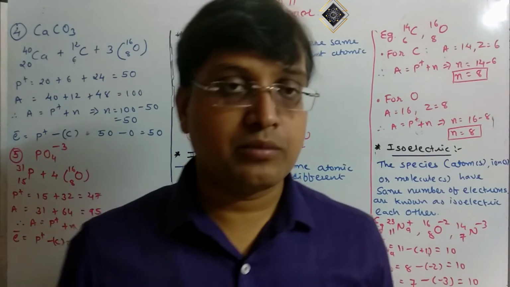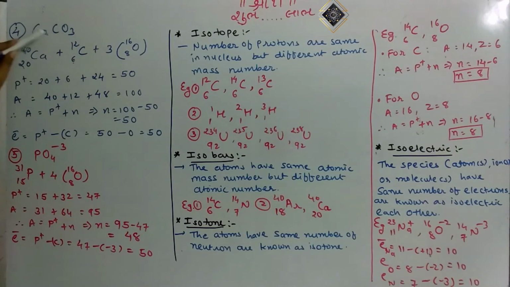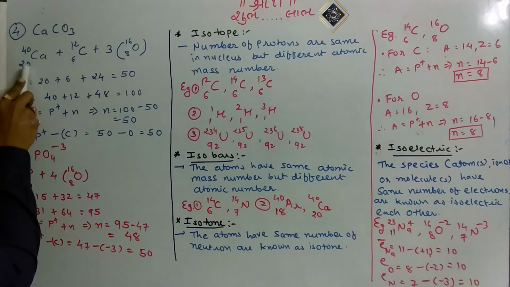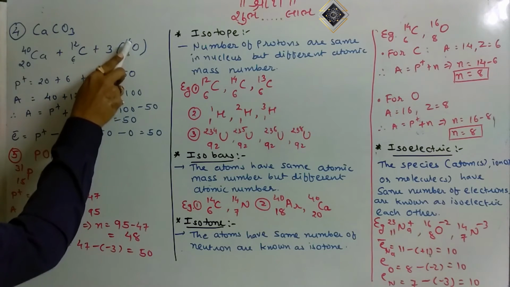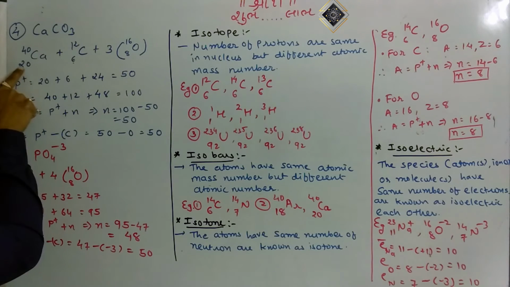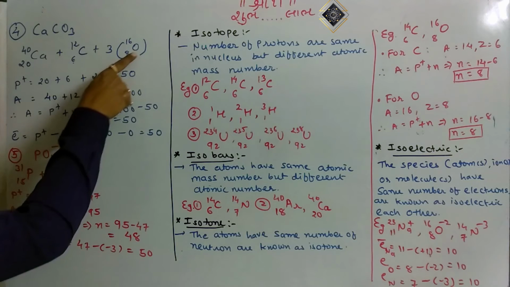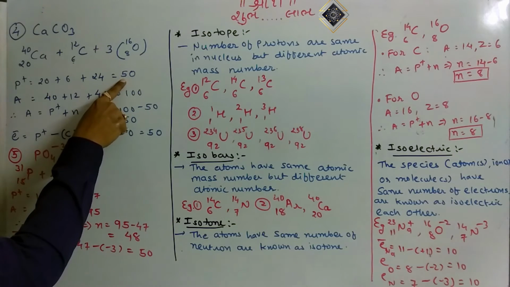Let's discuss some more examples to calculate the fundamental particles. Calcium carbonate. Then split each atom in this way. Calcium, carbon, the number of oxygen in calcium carbonate is 3. So 3 into oxygen. Calcium 20, calcium 40 plus 6 carbon 12 plus 3 into bracket 8 oxygen 16. Protons that we have: first calculate the total number of protons in the molecule. That means in calcium it is 20, in carbon it is 6, in oxygen 8, but the number of oxygen that we have is 3. So 8 3s are 24. Total number of protons is 50.